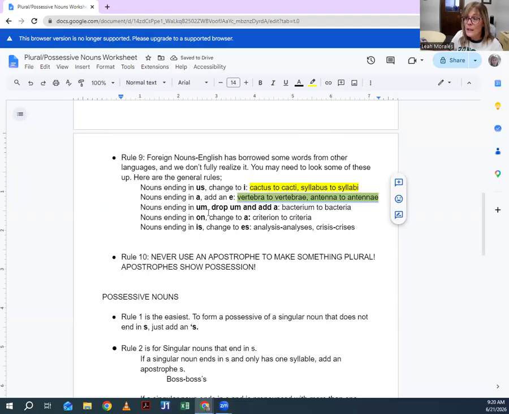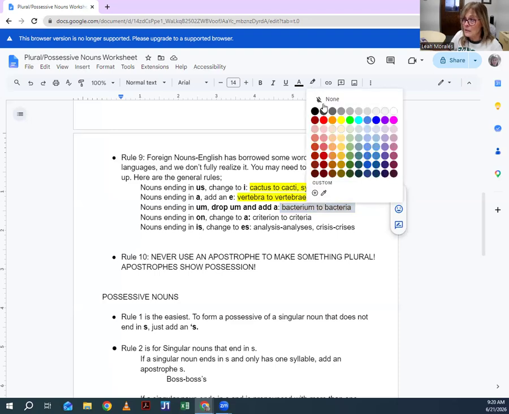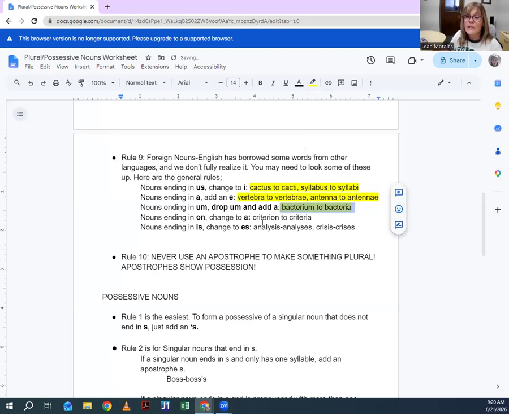Nouns ending in um, drop it and add an a. Bacterium becomes bacteria. Nouns ending in on change to an a. So criterion becomes criteria. Okay. Like if there's only one rule, there is one criterion for writing this paper. But if I have multiple rules, then there are criteria.